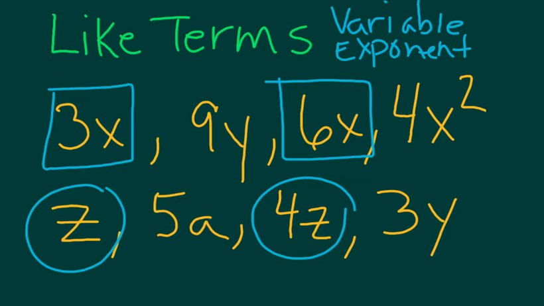Do you see any other terms that are alike? Yes, 9y and 3y are alike. Remember, what makes them alike are they have the same variable, and if they have a power, they have the same exponent. There's some terms in this list that are not like anything else. For example, 5a. There's nothing like 5a in this list, and there's nothing like 4x squared in this list. They are not like terms.